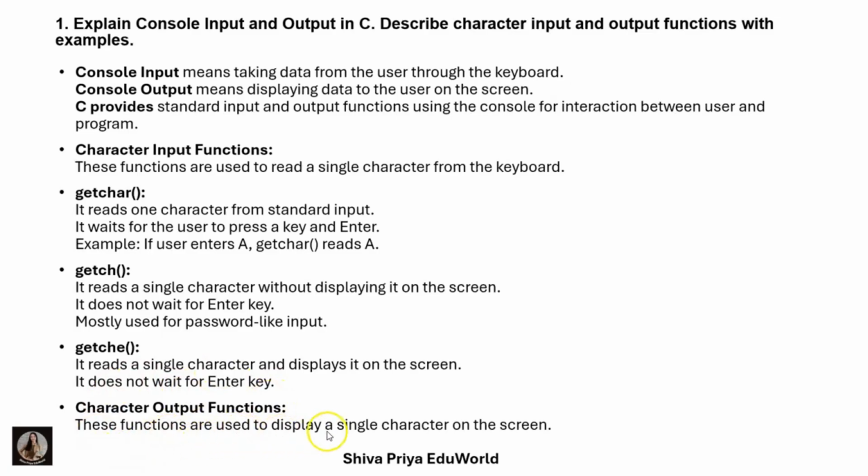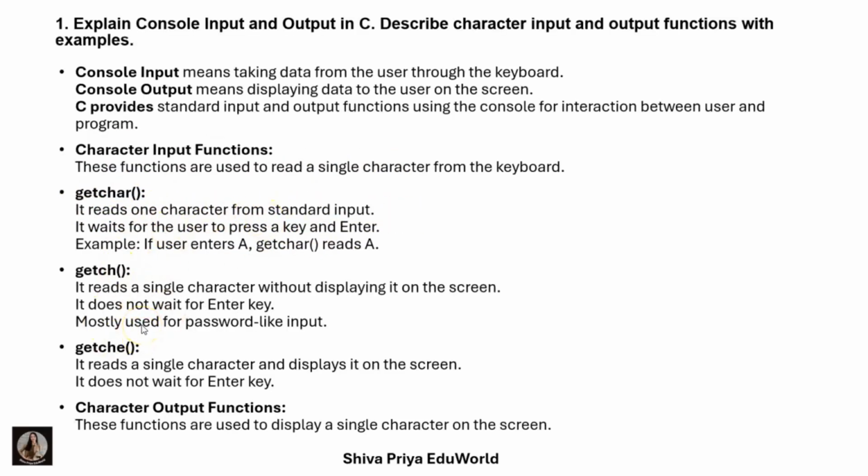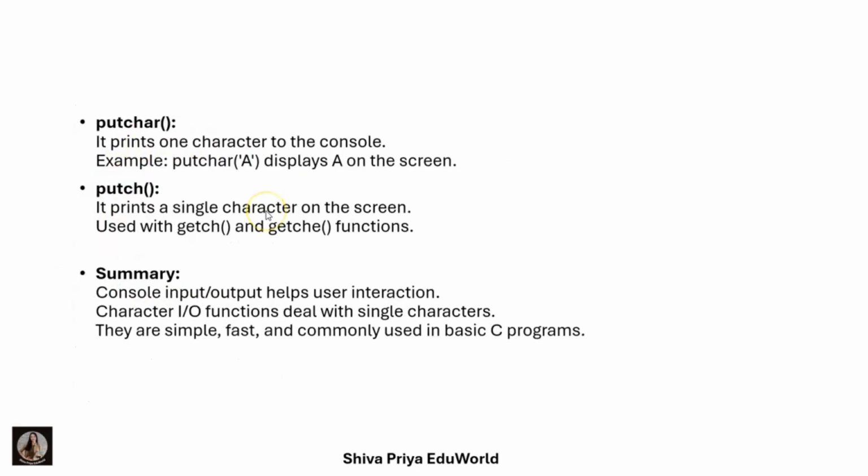Now the character output functions. These functions are used to display a single character on the screen. We have putchar and putch. putchar means it prints only one single character to the console. For example, putchar('A') will display A on the screen. Clear? putch prints a single character to the screen. Use it with the getch and getche functions. Clear? This is all about the character input and output functions.